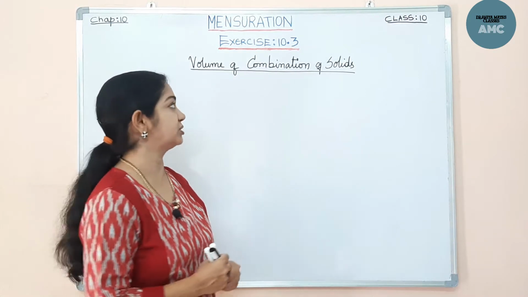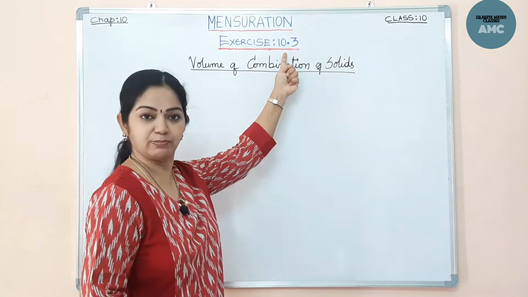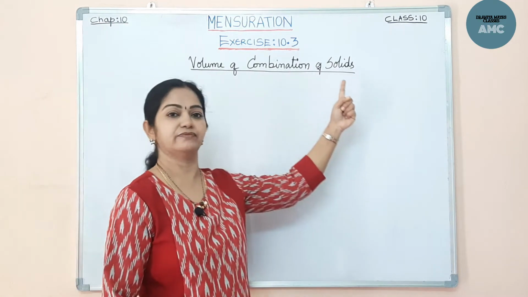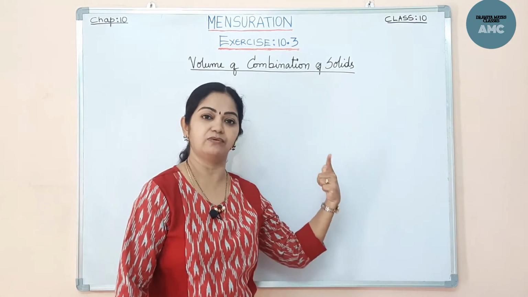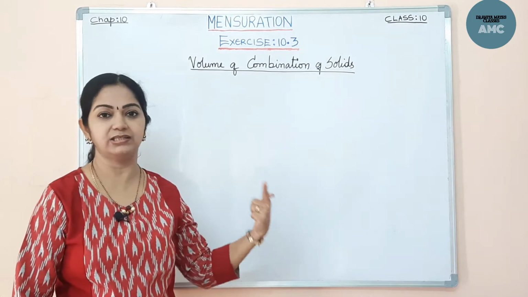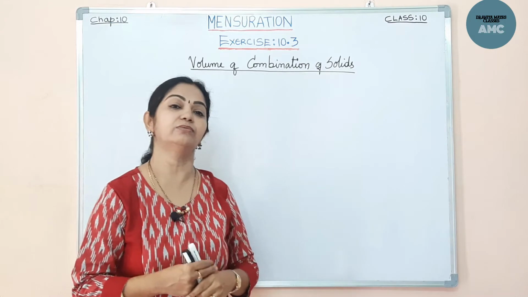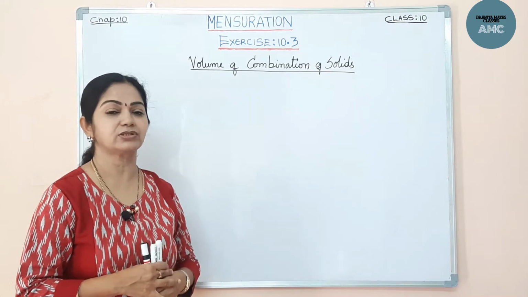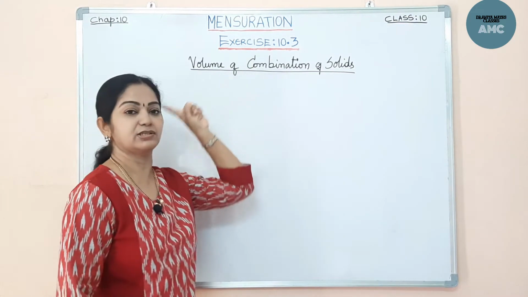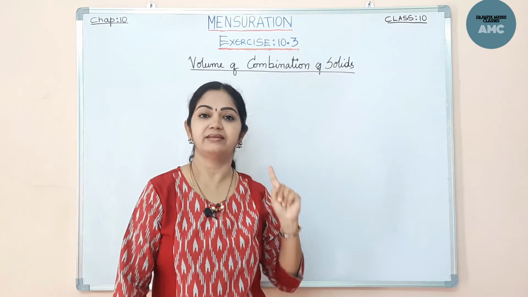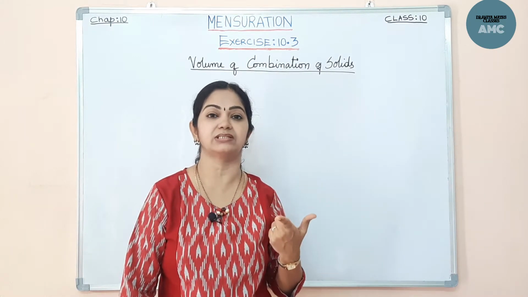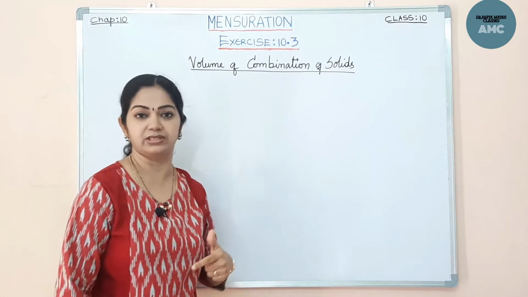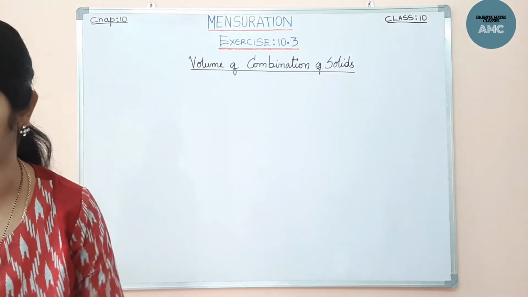Now in this session we are going to solve the problems in exercise 10.3. These problems are based on the concept of the volume of the combination of solids. Here we know the volumes of the solid objects which we have studied in the previous session. Now the volume of the combination of two or more solids, we will learn in this session. And when we compare this exercise with exercise 10.2, the previous exercise, there we studied the surface areas of the combination of solids. Here we are going to study the volume for the combination of the solids. Now let me quickly start the exercise problem.